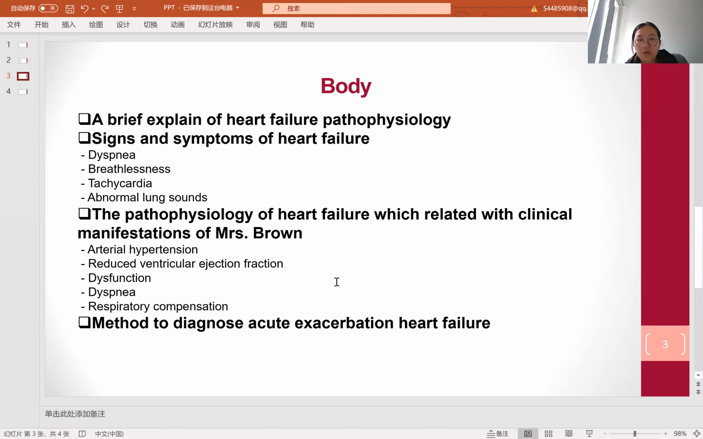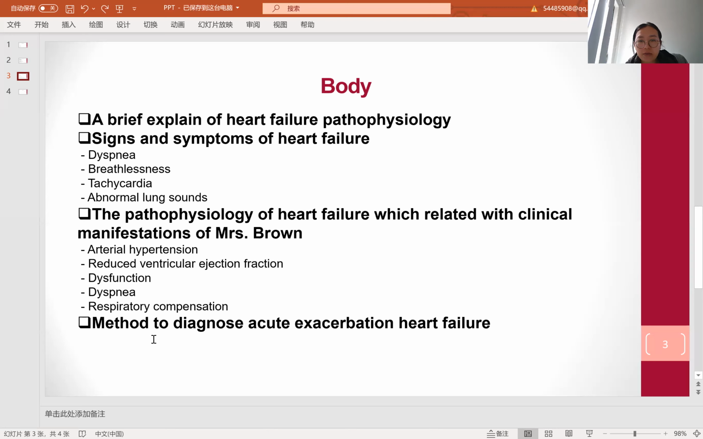Reduced cardiac function leads to reduced cardiac efficiency in delivery of oxygen to body organs and tissues. It is associated with respiratory compromise. In Mrs. Brown's case, evidence of respiratory compromise is shown by elevated respiratory rate, which is 24 breaths per minute, and reduced oxygen saturation, which is 85% on room air.